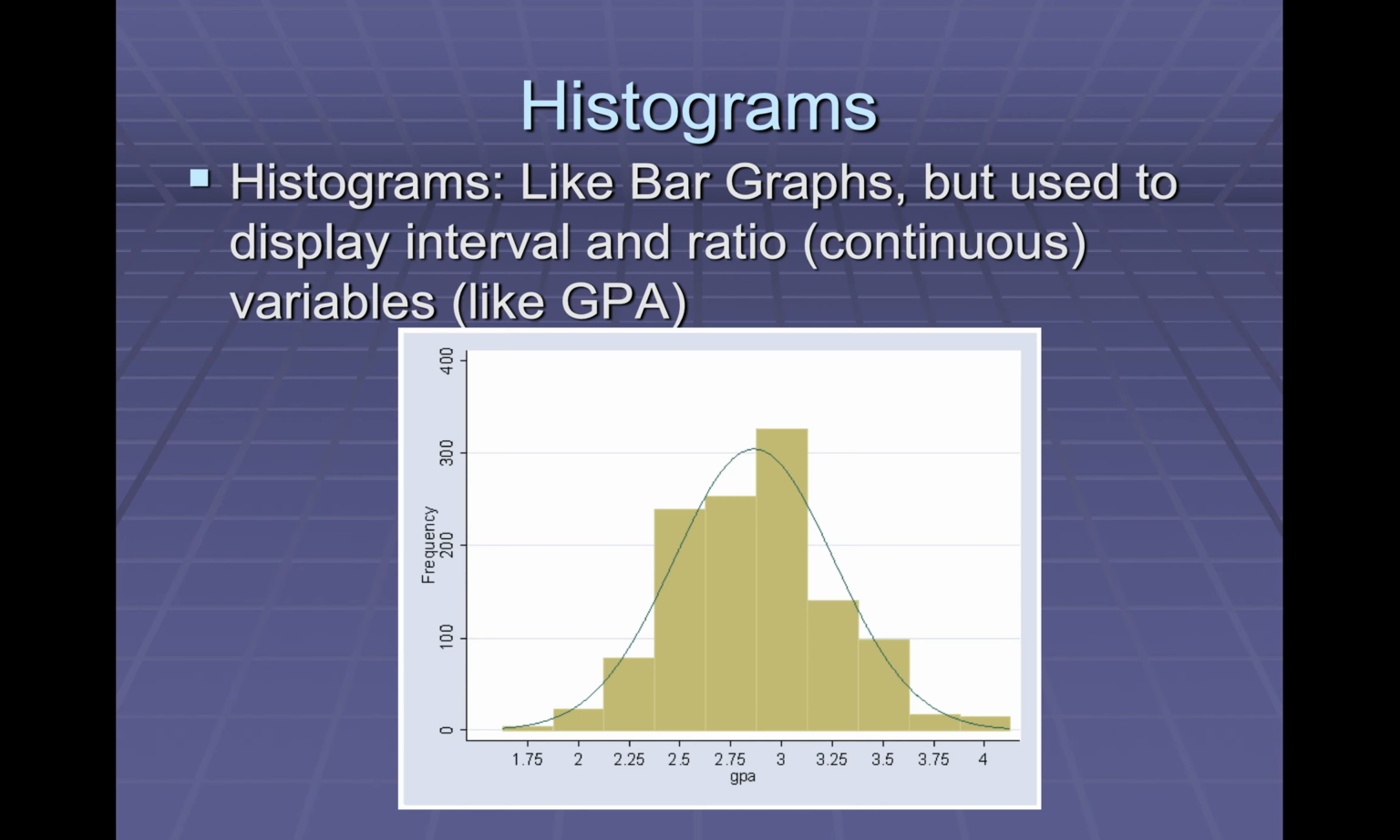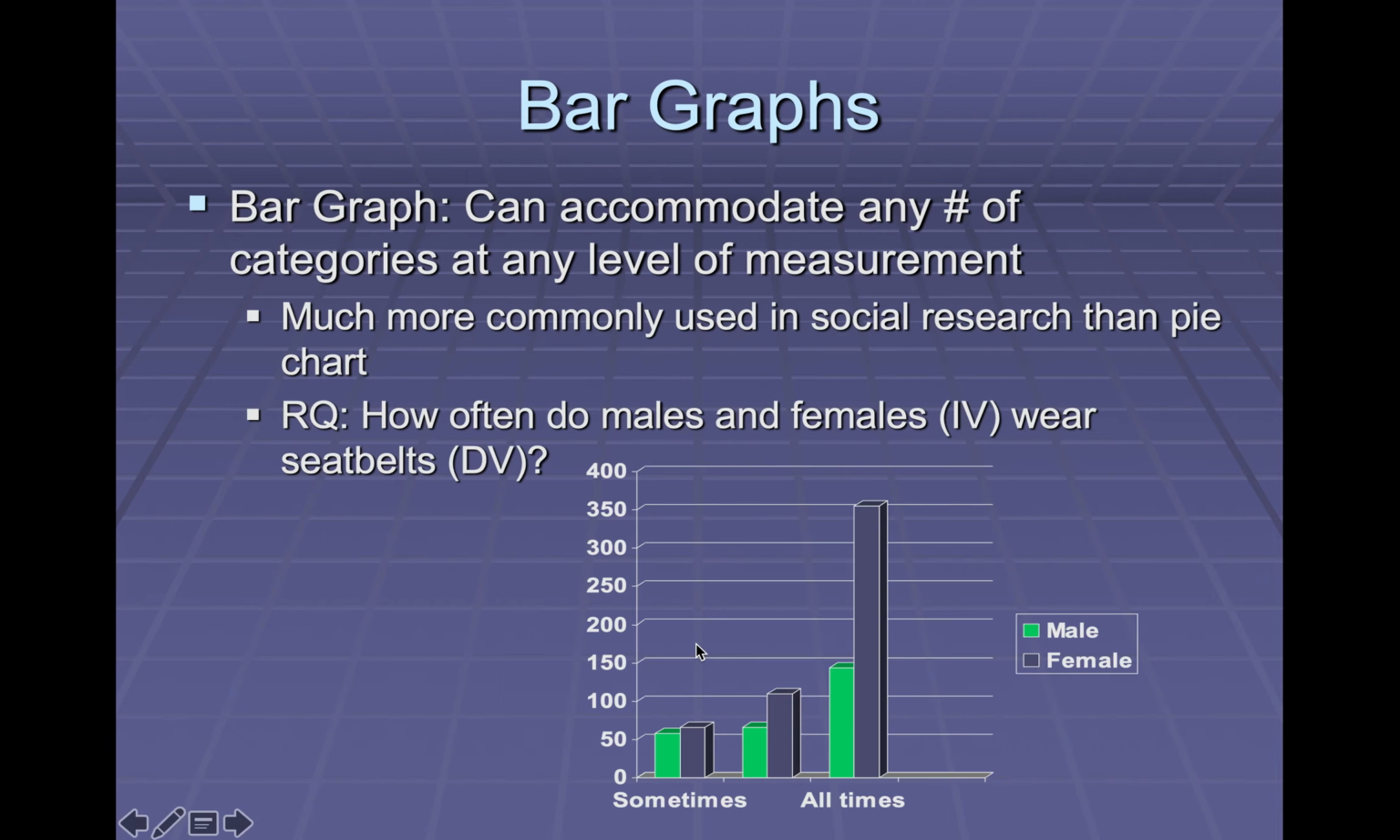And then histogram, this is like a bar chart, but it's used to display interval and ratio data, which is also referred to as continuous data. Like GPA, for example, that might be something that we're interested in looking at. And in this case, it is with this histogram. So you can see the GPA down here, and then the histogram. It looks a lot like the bar chart, except that it's using continuous data, and in addition, the bars are touching.